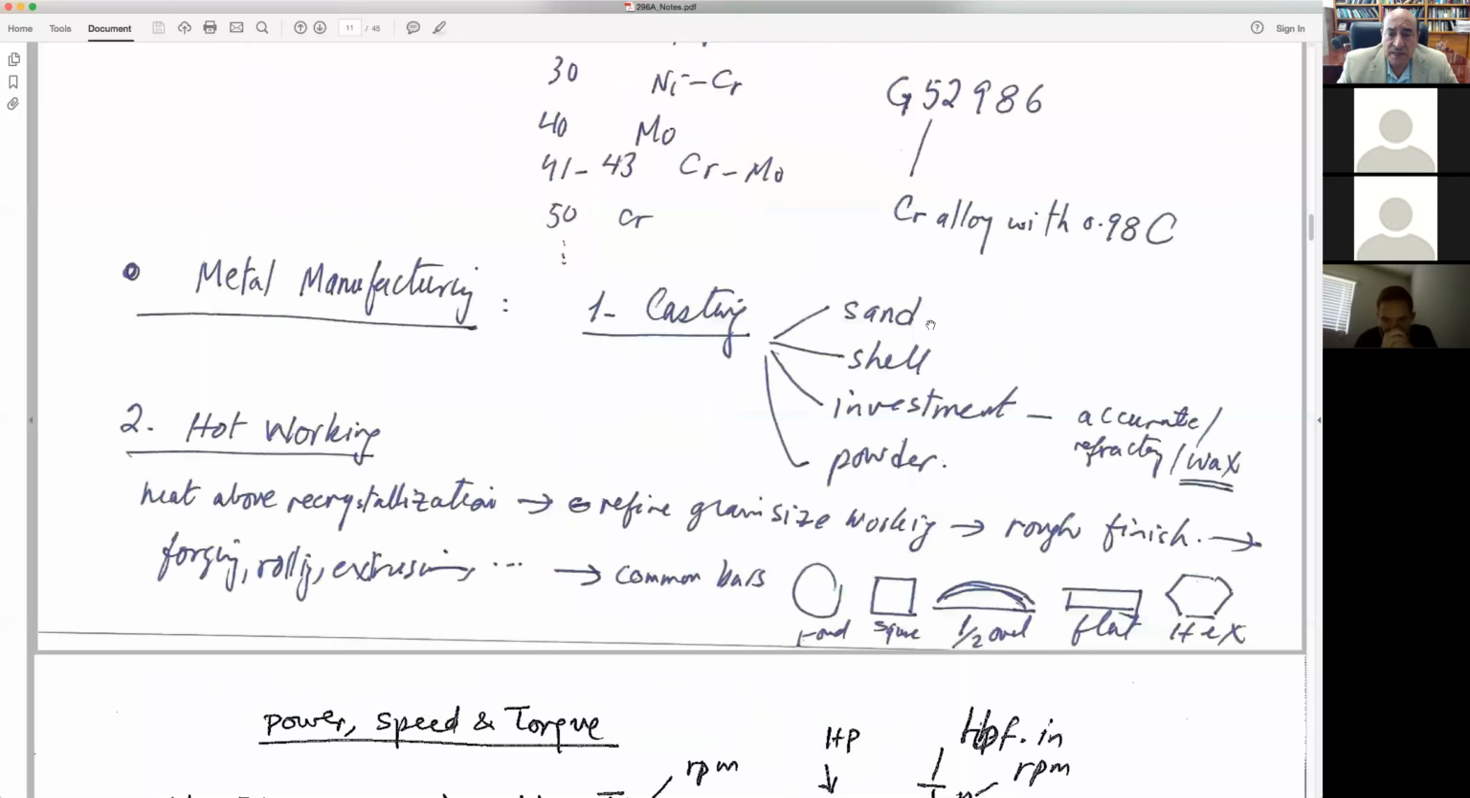Also, you might want to familiarize yourself with the manufacturing methods, casting, for example. They have sand casting, shell casting, investment, and powder casting, and methods of hot working, and how you control the grain size and so on. So this is more qualitative information. If there's something on the final, it will be in the spirit of descriptive information, either properties or manufacturing techniques to give us the appropriate material properties.